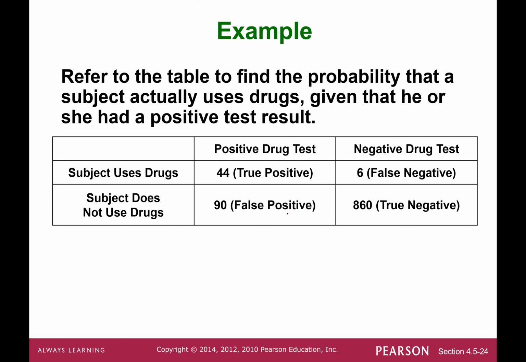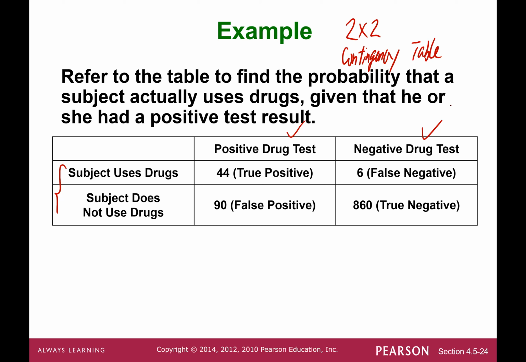Okay. So now let's take a look at this table. And this is what we call a 2 by 2 contingency table. 2 times 2 contingency table. In this table, we have 2 columns: a positive test result and a negative test result. On the row side, we have subjects using drugs and subjects not using drugs. So it's 2 categories in each row and column, right? So that's why it's called a 2 by 2 contingency table.